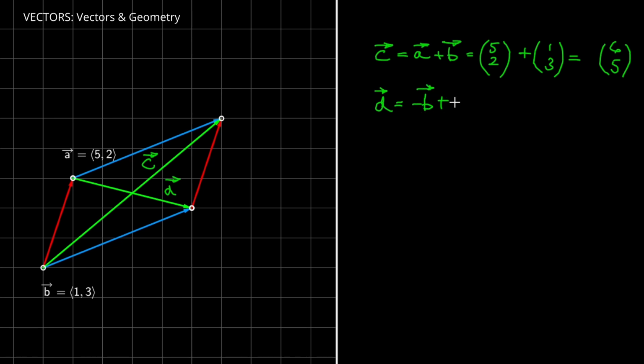plus positive A. And that's equal to, well, negative B as a column vector is negative 1, negative 3, plus A, now normally as a column vector, 5, 2. Adding the top rows, we get 4. Adding the bottom rows, we get negative 1. Is that in fact the case? Here's our journey again. Yes, we have to drop down 1 and go along 1, 2, 3, 4. So we're correct. So vector D can be defined as the column vector 4, negative 1.